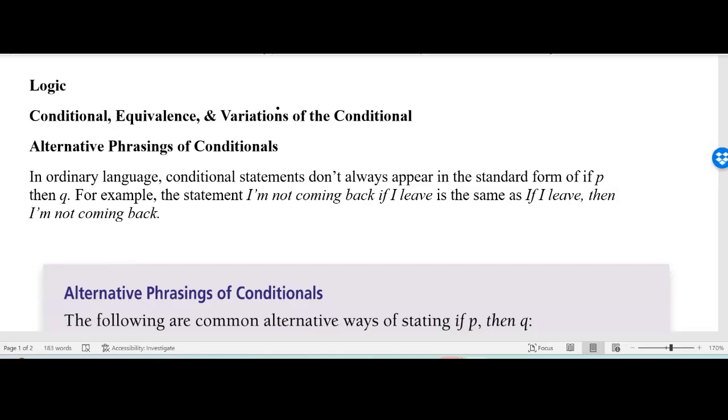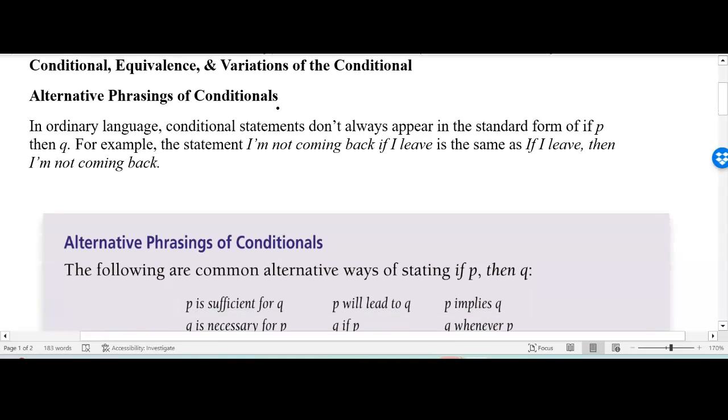So in ordinary language, conditional statements don't always appear in the standard form of if P then Q. For example, the statement, I'm not coming back if I leave, is the same as if I leave, then I'm not coming back. So that's just one of the things I wanted to put on here, that when you see phrasing, especially when you're working on the homework, if it's a conditional, right, I'm not coming back if I leave, it's just written differently than your typical if then. So look out for those phrasings.